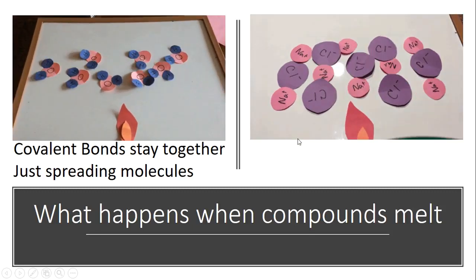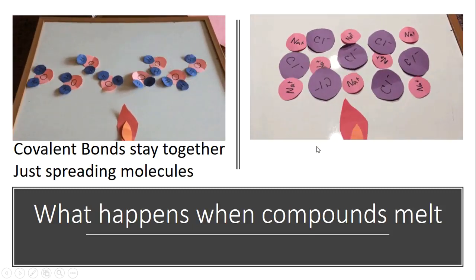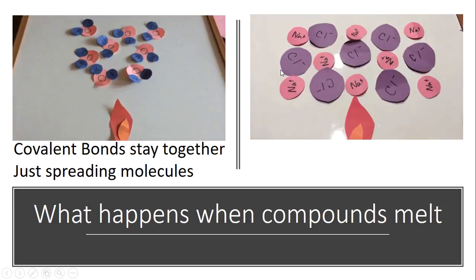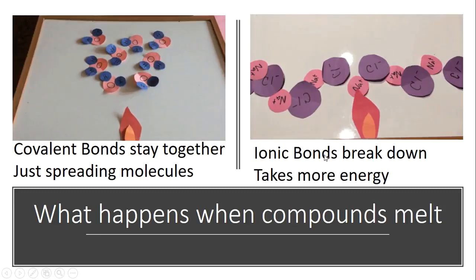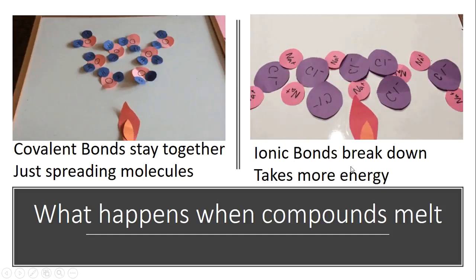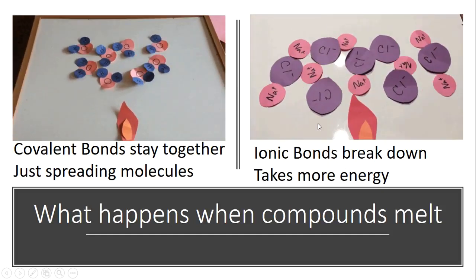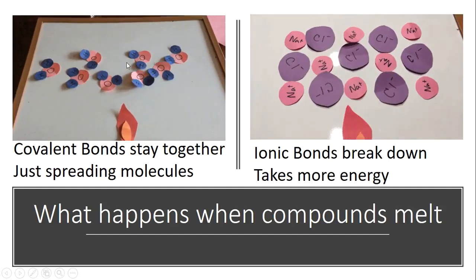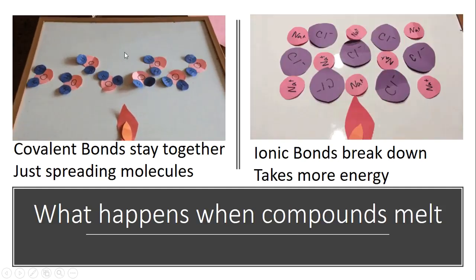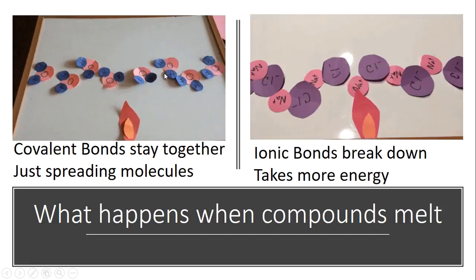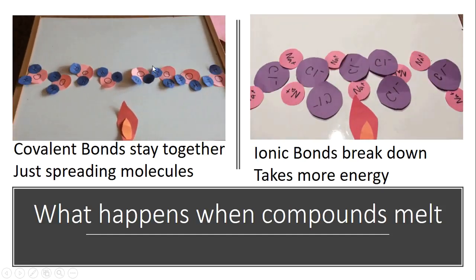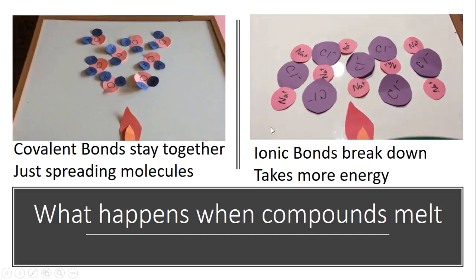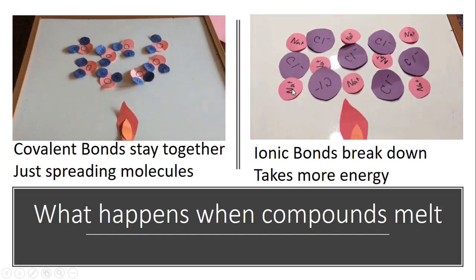Whereas when you break up an ionic compound with melting, now you're pulling away the positives from the negatives, and that is harder to do. So ionic bonds break down, and this will take more energy. To pull away a positive from a negative takes more energy than to just pull away something that is in a certain position and you're just moving and there isn't that much of a positive negative attraction between them, if that makes sense.